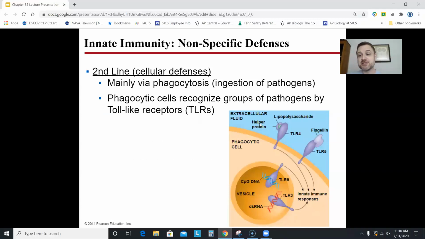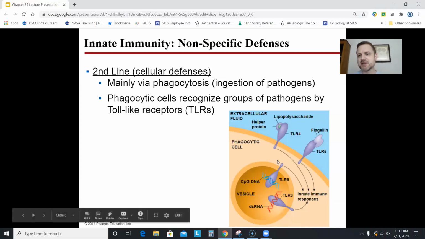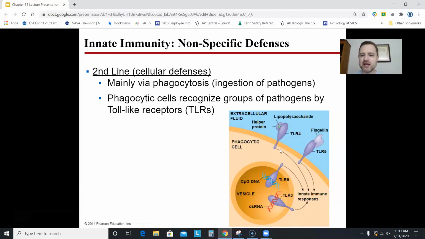So let's say that a pathogen does enter your body through maybe a cut. So the second line are called cellular defenses. So phagocytosis is the ingestion of pathogens, and different kinds of white blood cells. White blood cells, again, are cells of your immune system, have these receptors called toll-like receptors, the little sort of odd baseball bat shaped things, like a cartoon baseball bat.